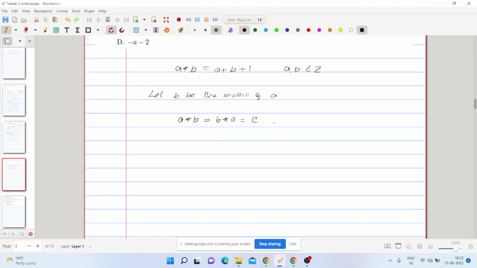Now what will be the identity element? What is e here? Minus 1. Okay, if e is minus 1, we will check a star minus 1. What will be a star minus 1? a plus minus 1 plus 1, which is equal to a. And what is minus 1 star a?